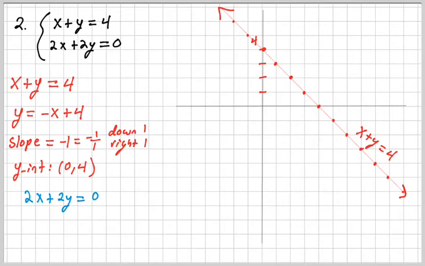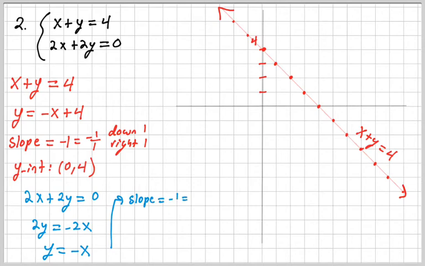So the first thing we're going to do is subtract 2x from both sides. When we've done that, we have 2y is equal to negative 2x. We're going to divide both sides by 2, and we get y is equal to negative x. The slope is the same as the first line.